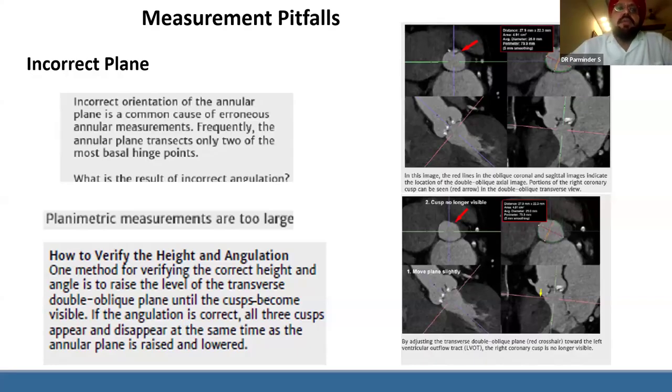How to verify height and angulation? This is the method that we have already shown you in the Singo software. One method to verify the correct height and angle is to raise the level of the transverse oblique plane until the cusps become visible. If the angulation is correct, all three cusps will appear and disappear at the same time as the annular plane is raised or lowered. So go up and down. If they appear and disappear at the same time, it means you are in the correct plane.